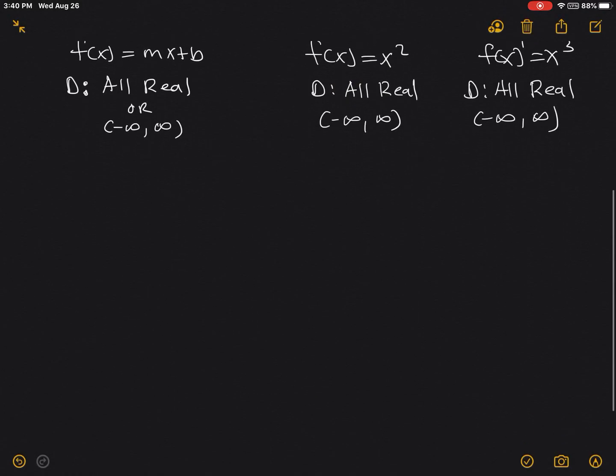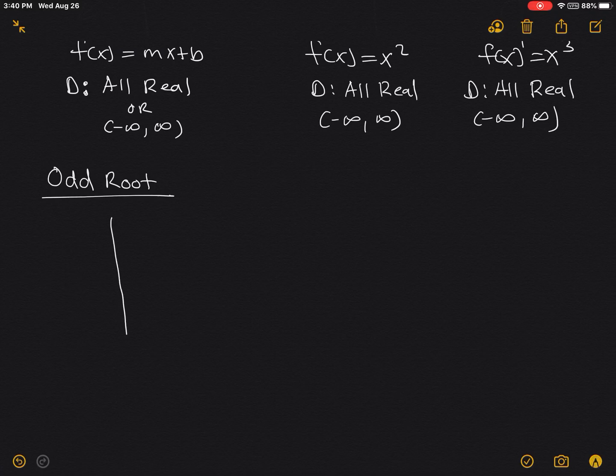All right, moving on. Odd root functions. Odd root. Well, what's an odd root? If I give you a function that looks like this, f of x is equal to the cube root of x, it's kind of like an S-shaped graph. f of x is equal to the cube root of x. Okay, so again, if this is 3, 5, 7, 9, it's applicable to all odd root functions.